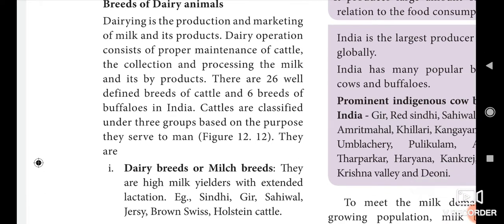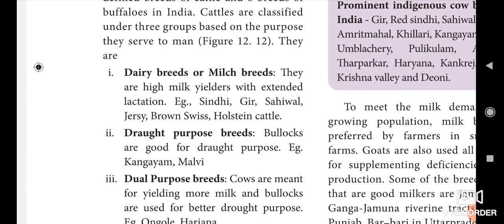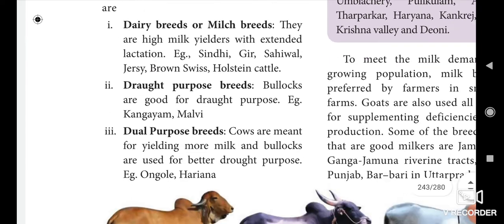Based on the purpose, the cattle are classified into 3 categories. What are they? Dairy breeds or milch breeds, drought purpose breeds, and dual purpose breeds. What is the example for dual purpose breed? Ongole and Haryana. For drought purpose breed? Kangayam and Malvi. For dairy breed? Sindhi, Gir, Sahiwal, Jersey, Brown Swiss, Holstein cattle. Have you all understood?